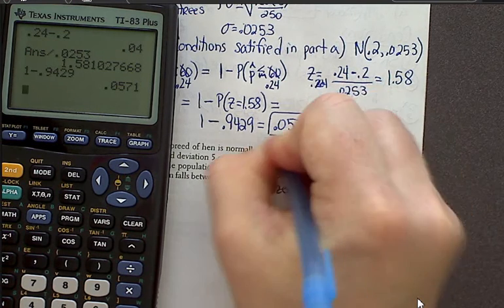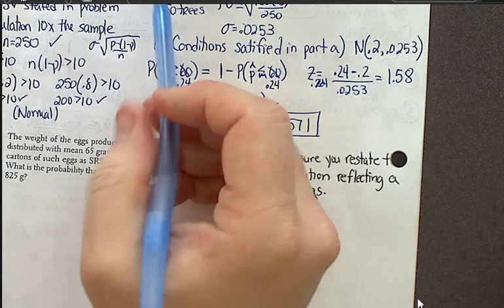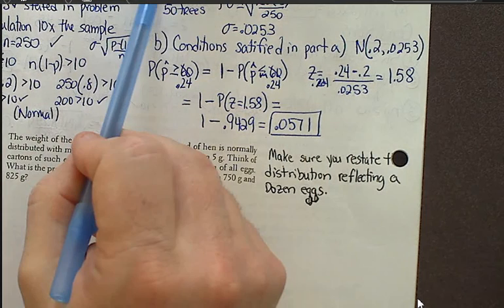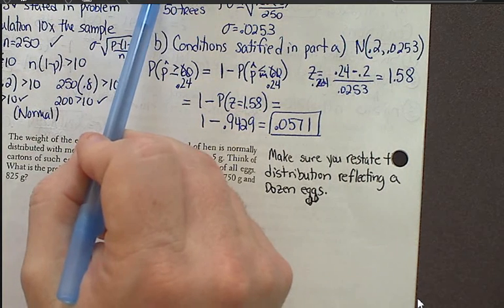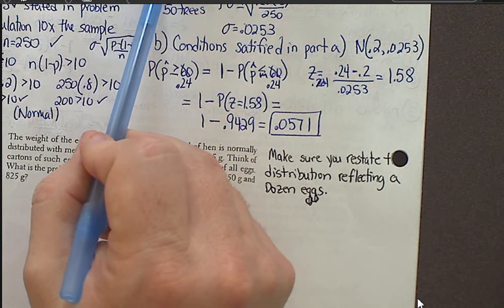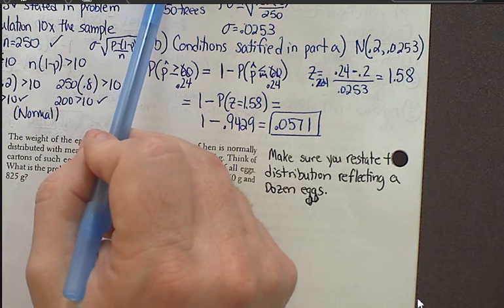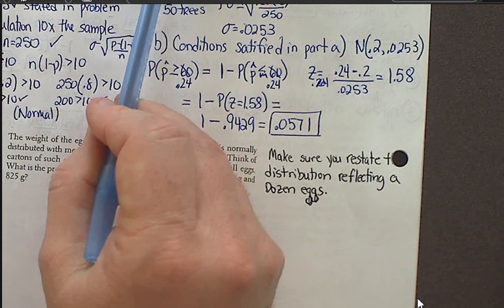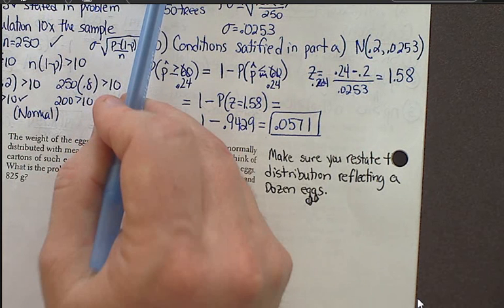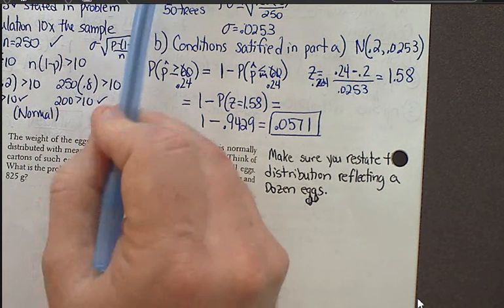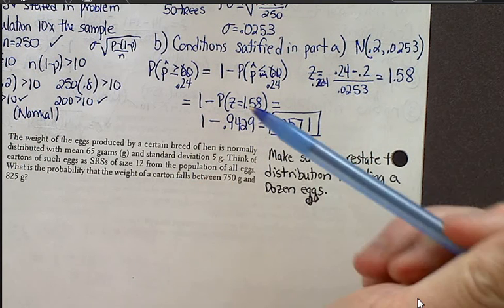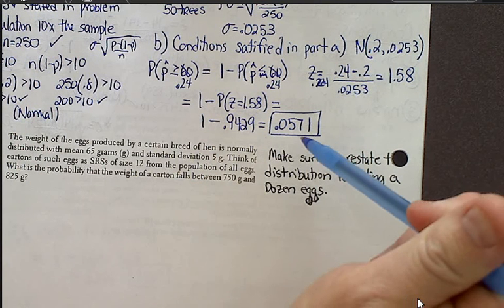That means that if we pull any sample of 250 sycamore trees, the probability of finding 60 or more of those trees killed by this chemical is 0.0571.